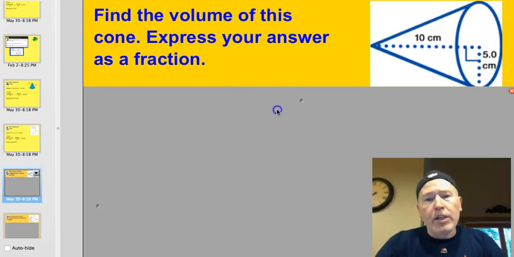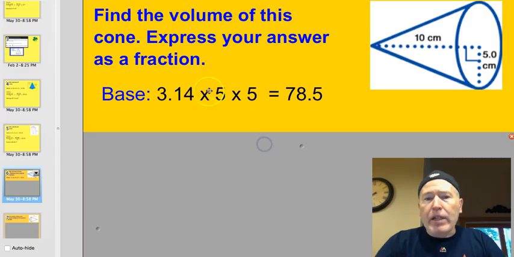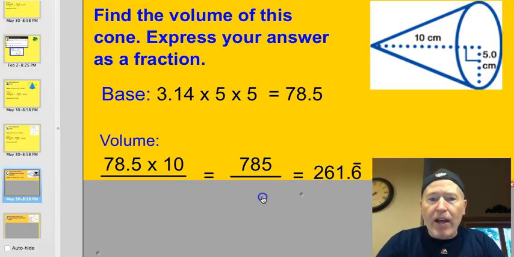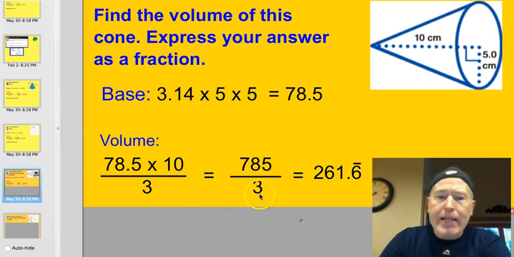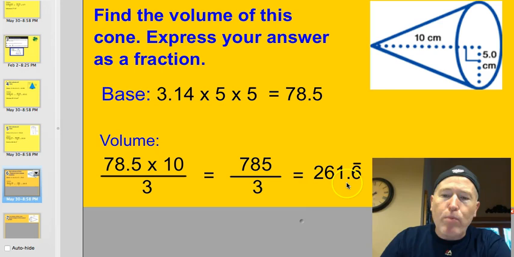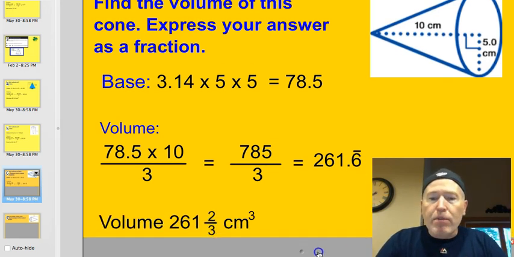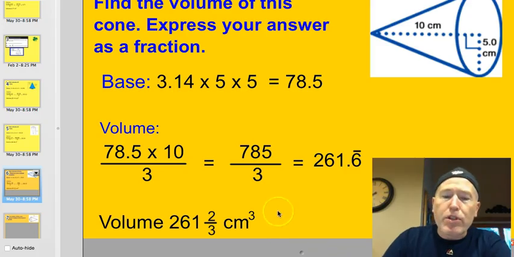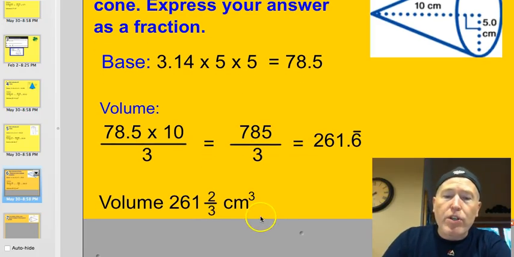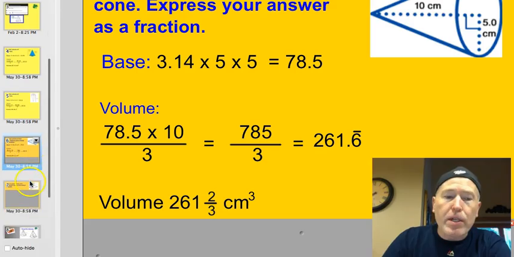All right, let's take a look. Well, if you found the base correctly, pi r squared would be 3.14 times 5 times 5, giving you a base on that circle, or an area, of 78.5. Multiply that by 10, you have 785. Divide by 3, it's 261.6 repeating. Well, 0.6 repeating is really 2/3. So our answer is 261 2/3 centimeters cubed.